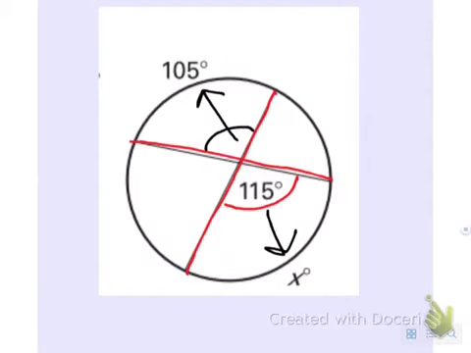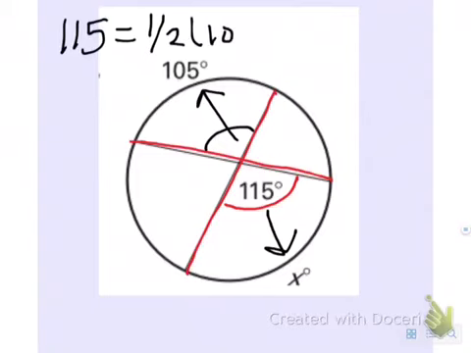So what I've got to do is I've got to work this out. I know that the angle, which is 115 degrees, is equal to half of the sum, which is 105 plus x. Now there's different ways to do it. To me, it's easier to go ahead and get rid of your fraction. So what I'm going to do is I'm going to multiply both sides by 2.